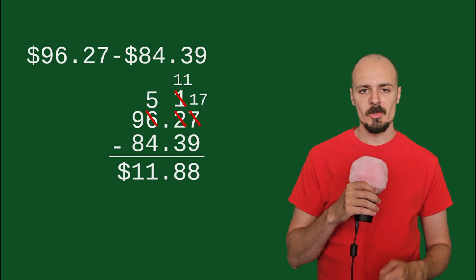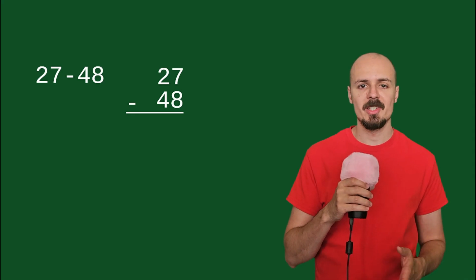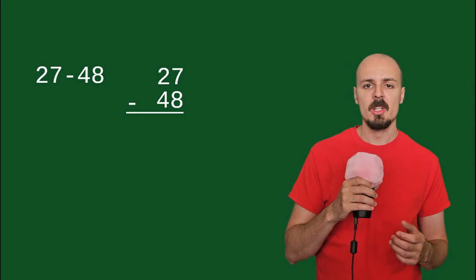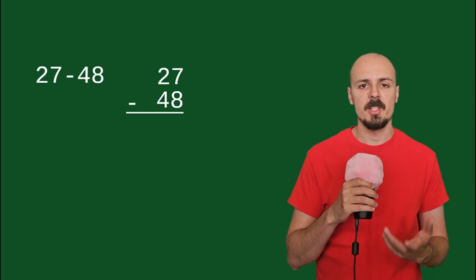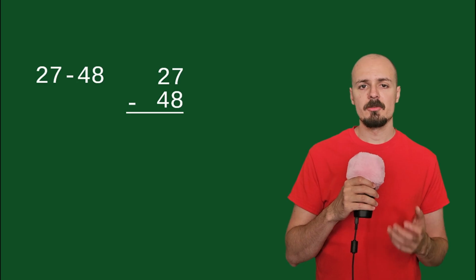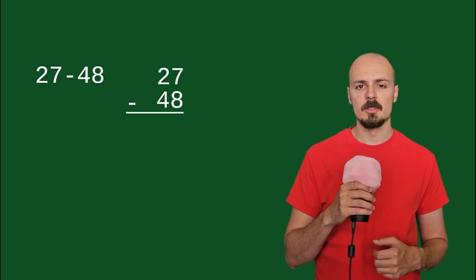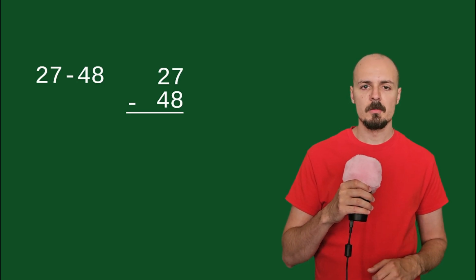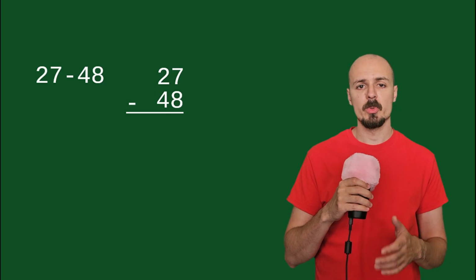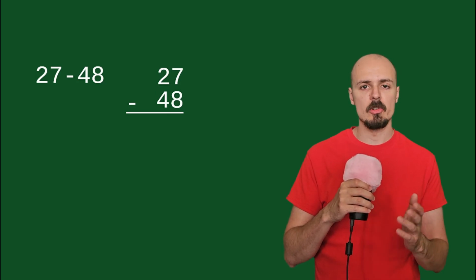$11.88. Next question, 27 minus 48. Now, this question is interesting because the entire number 27 is smaller than the number 48. So we expect the final answer to be negative. So how should we approach this? Well, we can use a property that we previously discussed in our integers video.